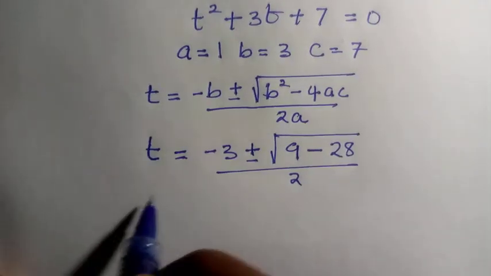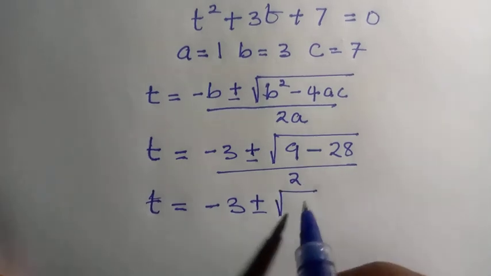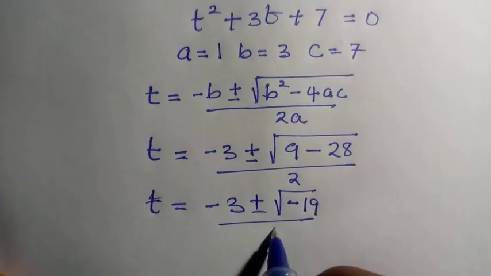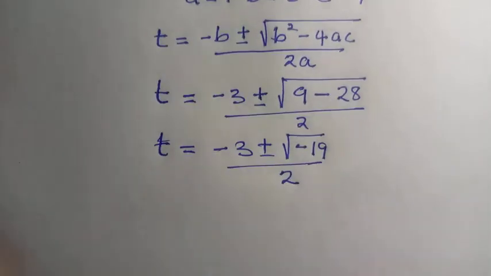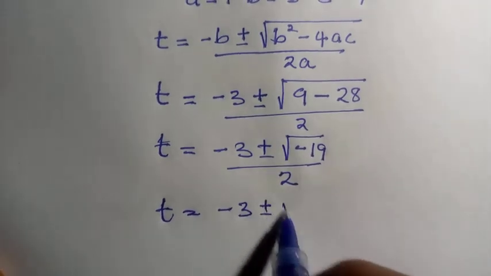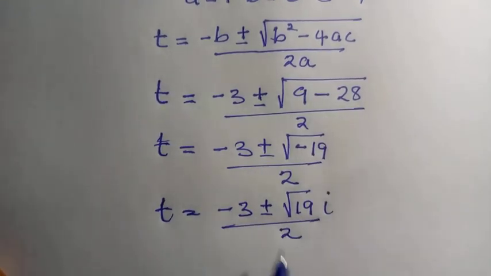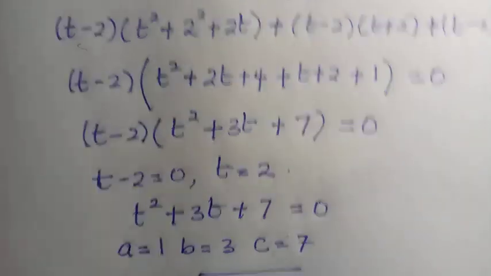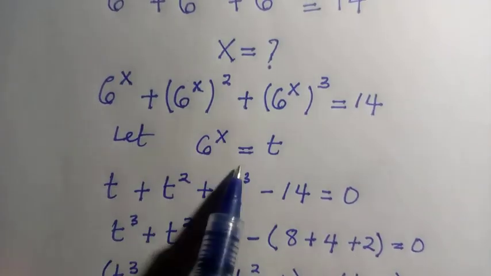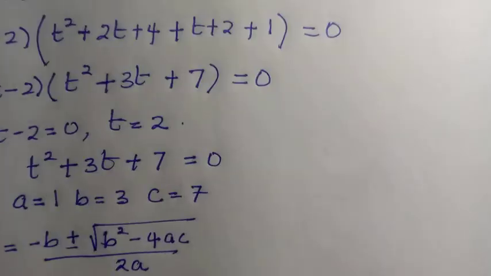So here we have t equals minus 3 plus or minus the square root of, when we subtract these two together, minus 19, divided by 2. Because of this negative, we end up getting minus 3 plus or minus the square root of 19 times iota, divided by 2. Here is a complex solution, and here is our real solution. Then we recall that we let 6 to the power of x equals t, so we can get the value of x.